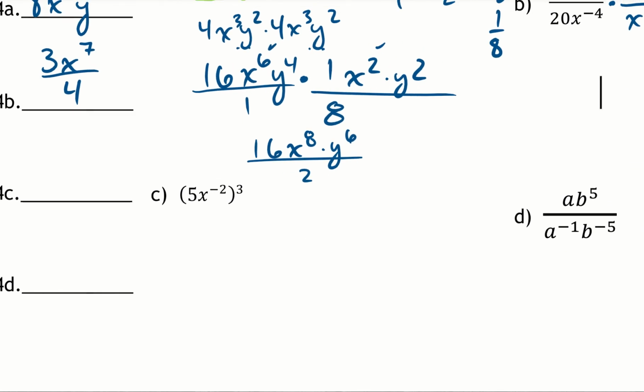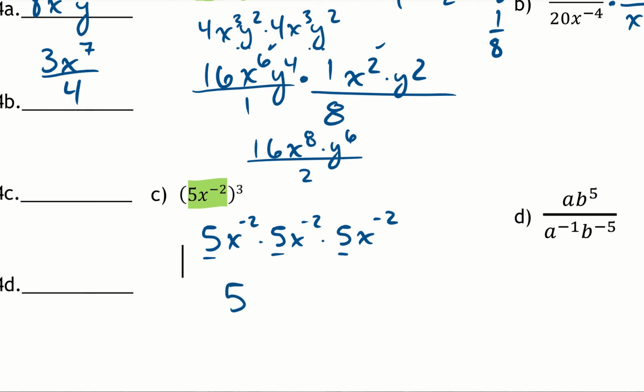Part C says I've got 3 of these, right? And I guess I'll write it out. I don't feel like writing it out, but I will. It's 5x to the negative 2nd times 5x to the negative 2nd times 5x to the negative 2nd power. So I want to point this out, right? I was cubing this whole thing, and look, I get 1, 2, 3 factors of 5. So a shortcut appears to be, you can just write this as 5 to the 3rd power.